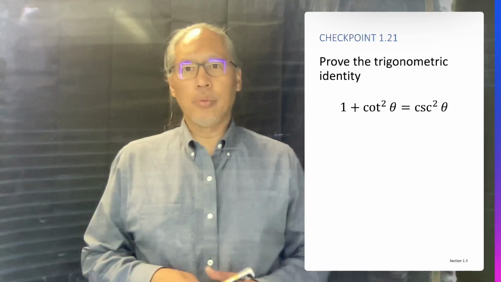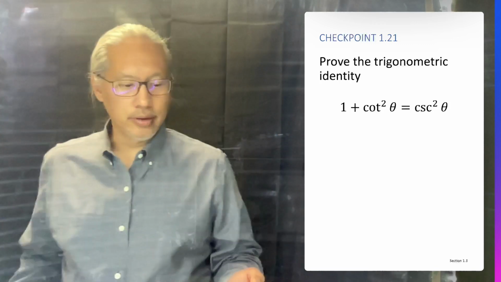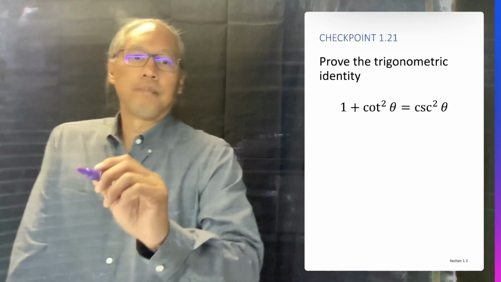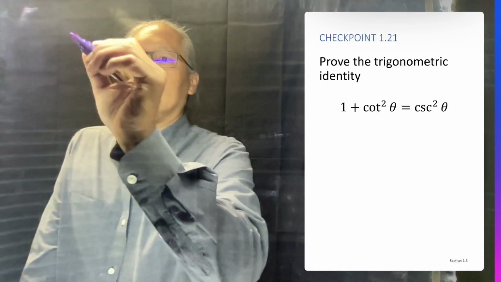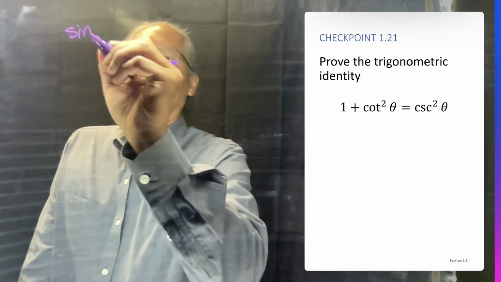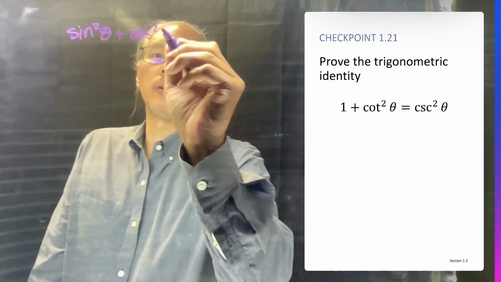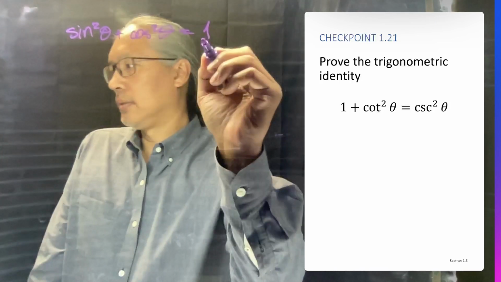Okay, and what we want to do here is start off with the most popular Pythagorean identity, and that is sine squared theta plus cosine squared theta is equal to 1.